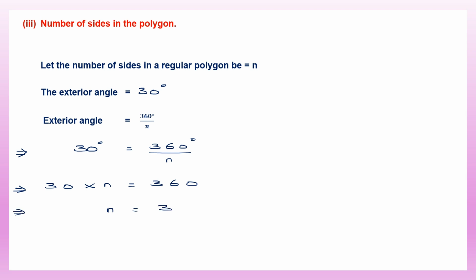Now let's find only the value of n. n is equal to 360 divided by 30. You can cancel the zeros. And here you can cancel this. 3 into 12 is 36. So we have found the value of n and that is 12. So the number of sides is 12 in this polygon.